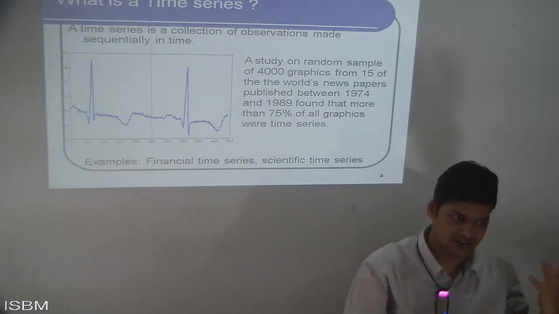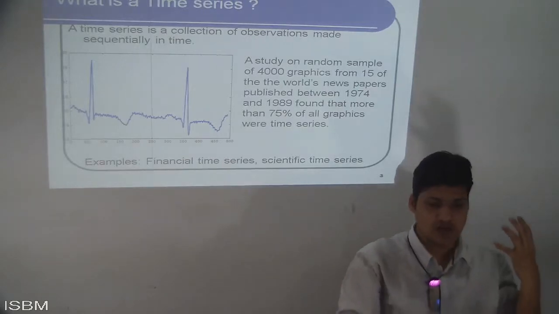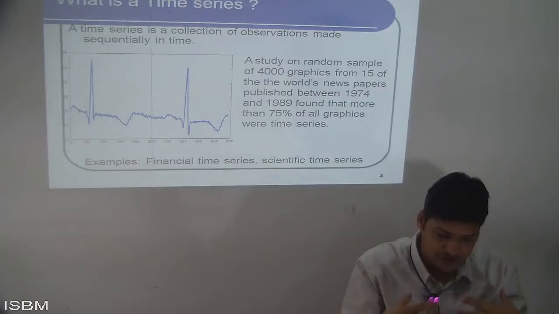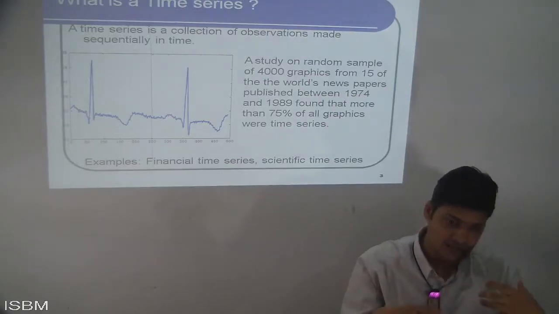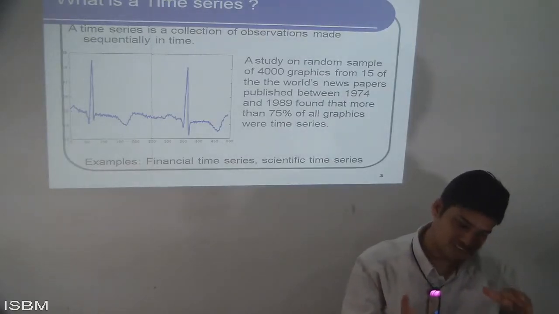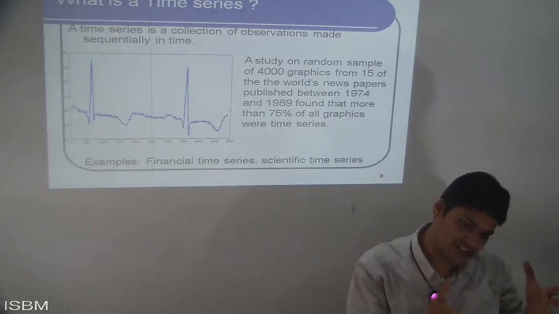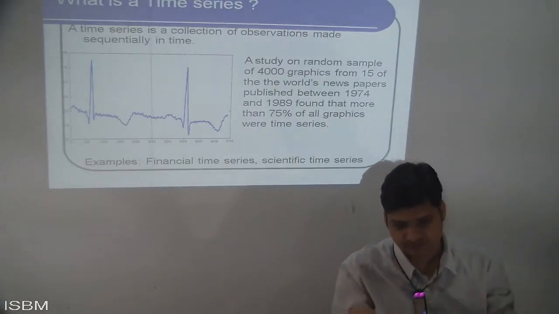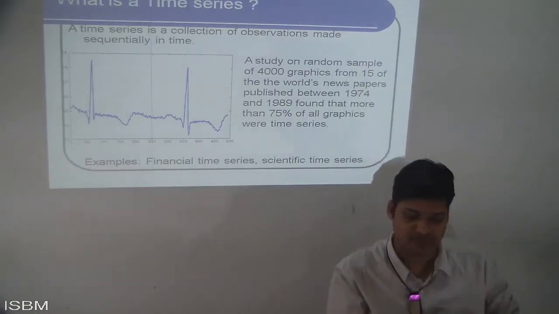We can say that this is some financial data. When we are getting financial data, we have to analyze it, or we are doing some observation on that. So if it is related to finance, then it is a financial time series. If we are getting something from the scientific side, then it is a scientific time series.